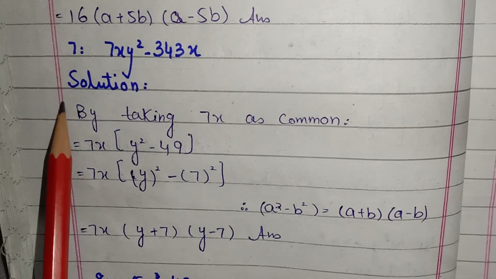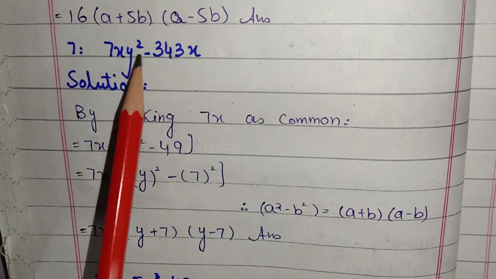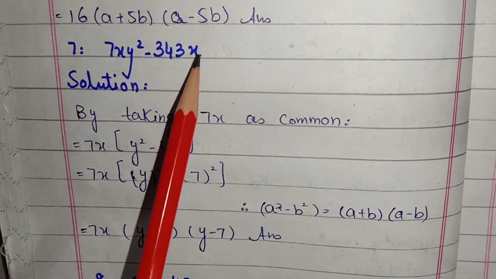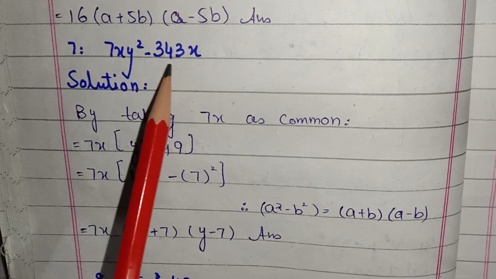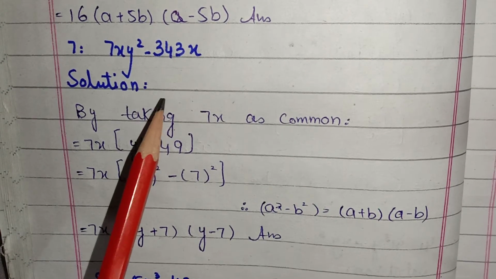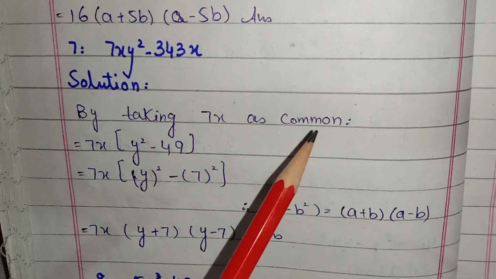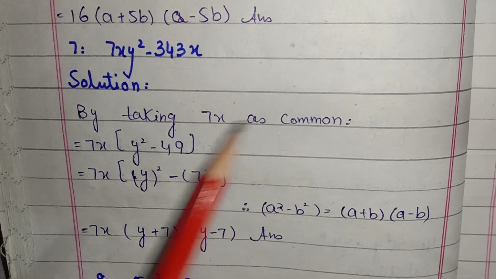Here we have question number 7: 7xy square minus 343x. From these two terms we have the common term which is 7x, so we will write by taking 7x as common.